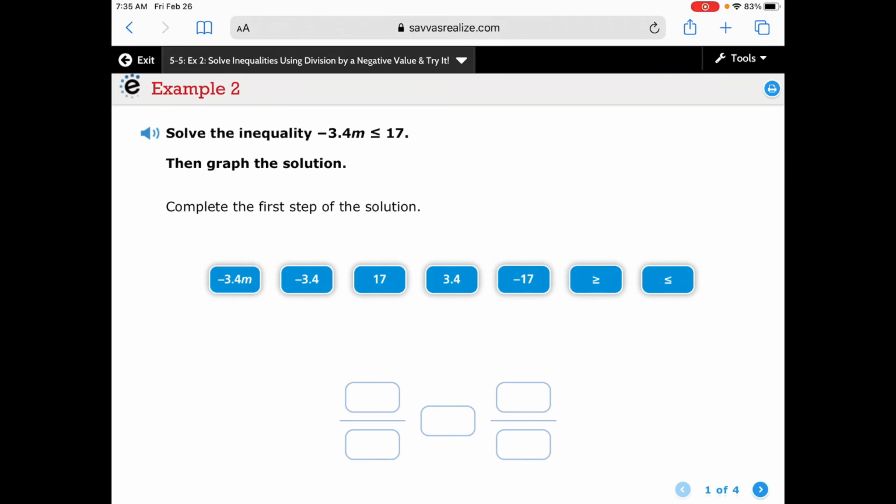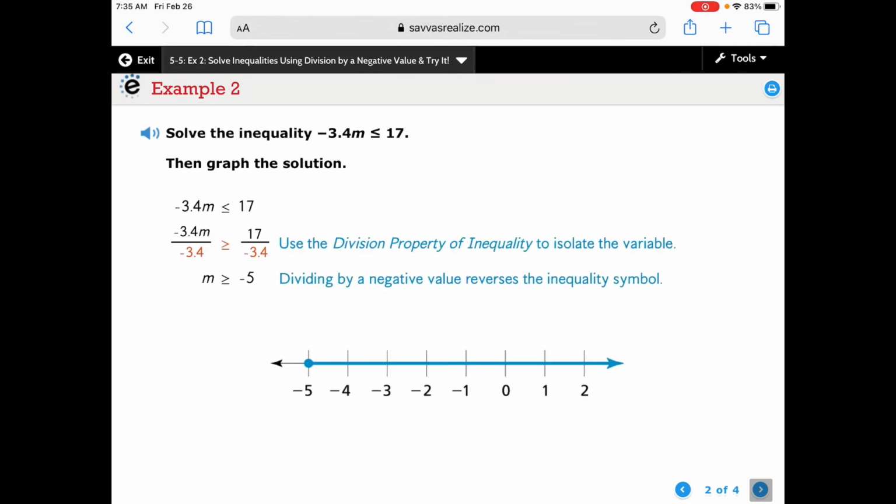It says solve the inequality negative 3.4m is less than or equal to 17, and then we'll graph this. So we're going to put our negative 3.4 here, and then we have our 17 here. Our original is this, so this is the original inequality. We're going to divide by negative 3.4 on both sides. Now take note, when we're dividing both sides by a negative, this inequality sign gets flipped the opposite way. If we go to the next part, we can see that that's exactly what they did. They flipped it, and we get m is greater than or equal to negative 5.